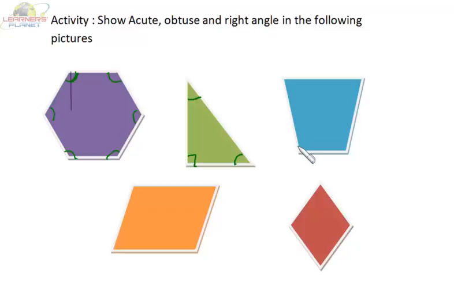Here we see it's an obtuse angle. Since it is more than 90 degree, you can draw a straight line over here and it will be more than that. I can say it's more than 90 degrees. So it's an obtuse angle. It is also an obtuse angle. It is an acute angle and it is also an acute angle. Here we see it's an obtuse angle and this is also obtuse angle. This is acute angle and this is also acute angle.